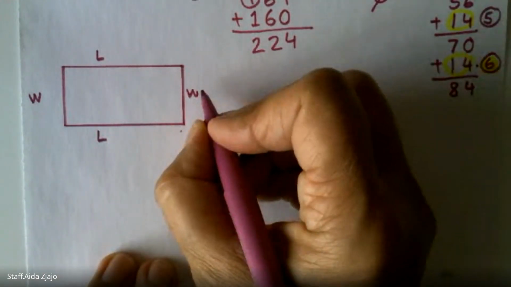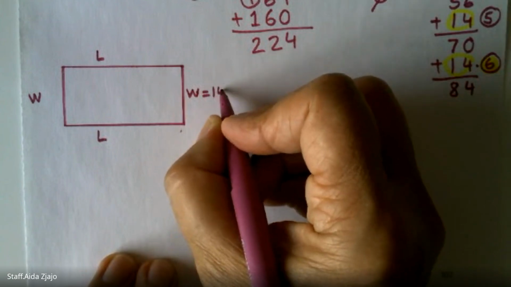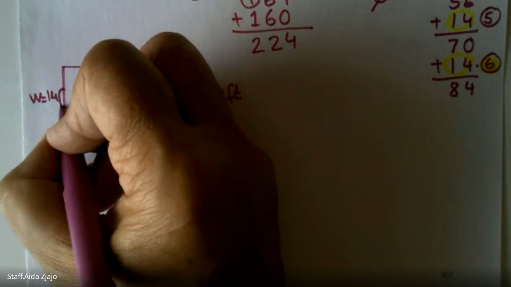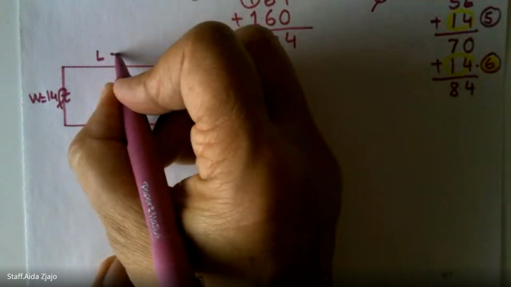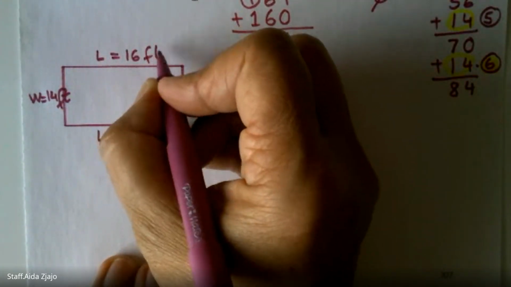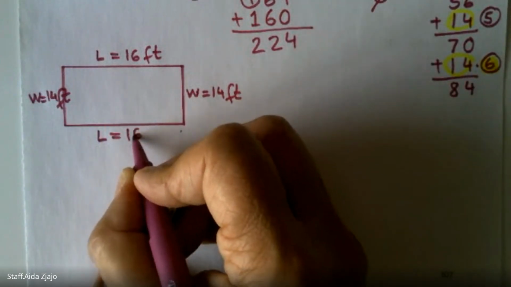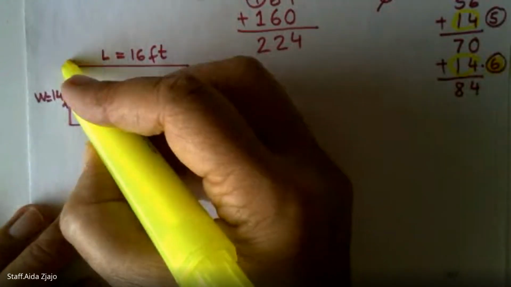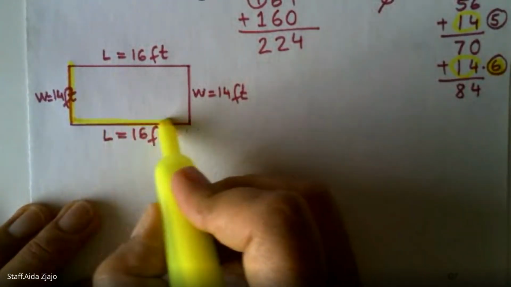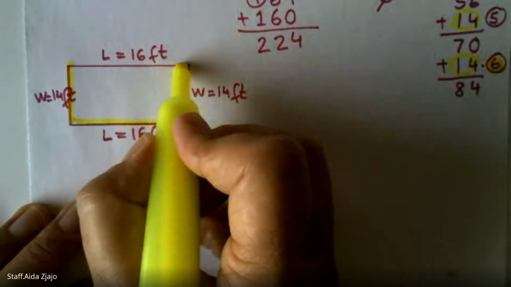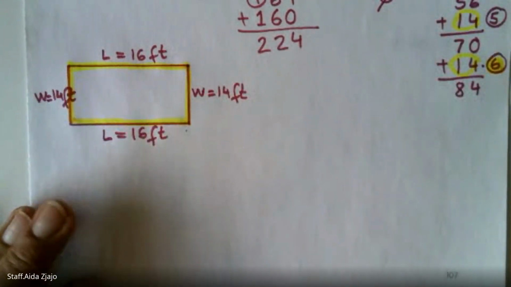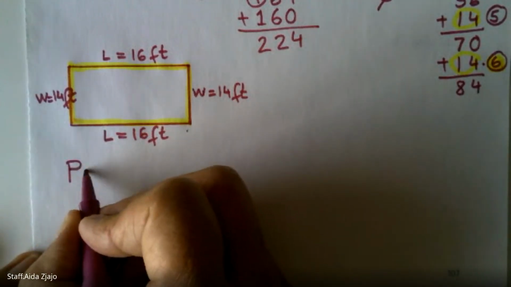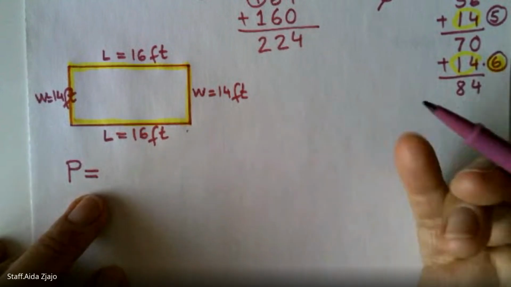So this width is 14 feet, and this is also 14 feet. And the length, now we know, is 16 feet, and this is also 16 feet. So perimeter is adding this plus this plus this plus this. That is perimeter. So we have some rules that we can use to shorten it.